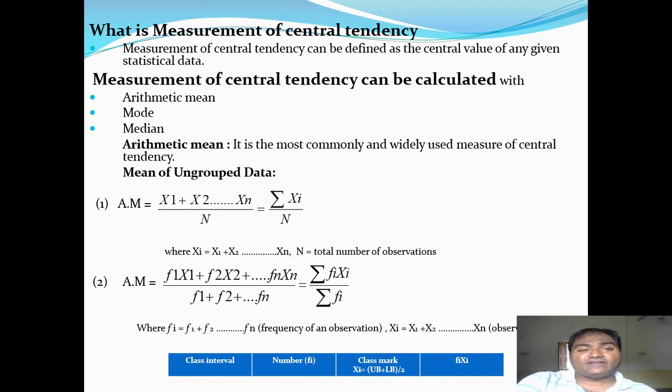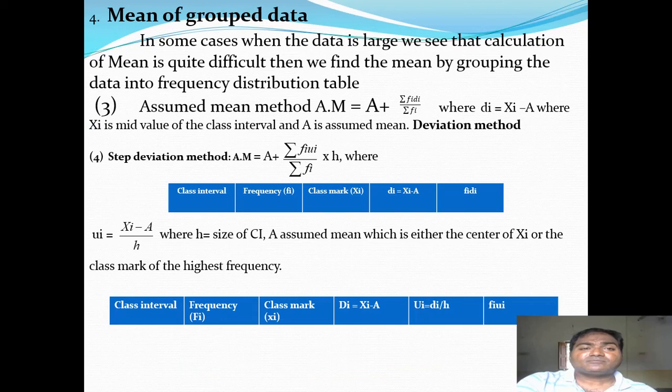Now we are going to find the next method to find the arithmetic mean. We have two methods in ungrouped data. Now we'll go for grouped data. Fine. Now see, mean of grouped data. What is mean of grouped data?